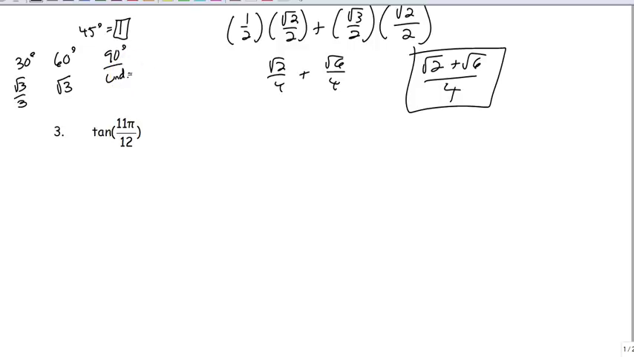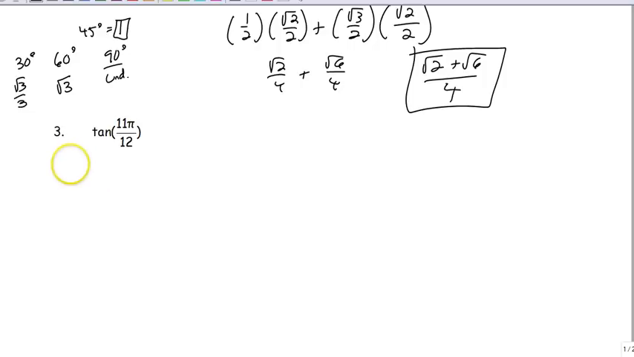Alright, so tangent of 11 pi over 12. Well, think about breaking down 11 into two values. Again, just think about breaking down a fraction. 2 and 9. Well, if you do 2 over 12, you get pi over 6, and 9 over 12 is 3 pi over 4. So that could work. We can also do a 3 and an 8, so that's pi over 4 and 2 pi over 3. So either way you do this, it will work out.